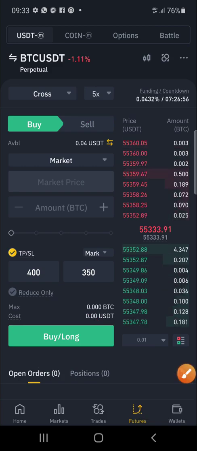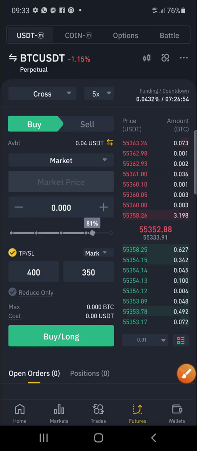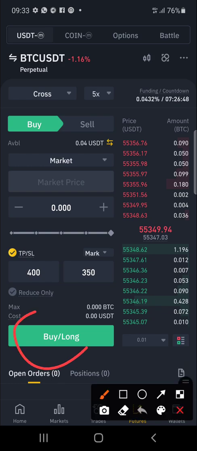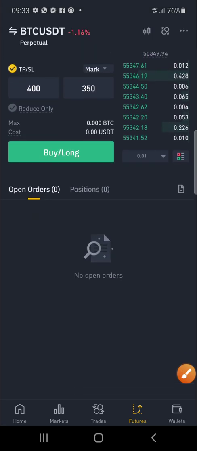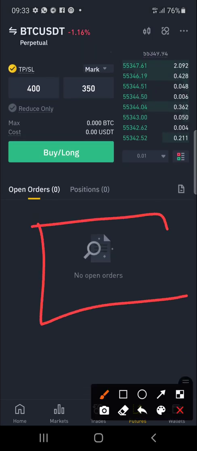But before then, you have selected the percentage of your portfolio. Let's say I want to trade with the whole amount I have. After that, you tap here, then you go long, then the whole market will automatically open. Then your orders will be showing here.